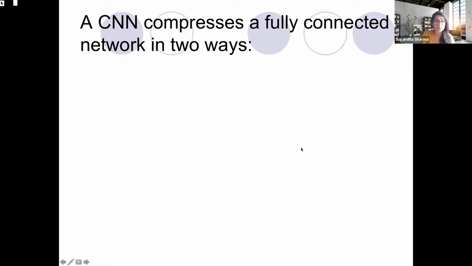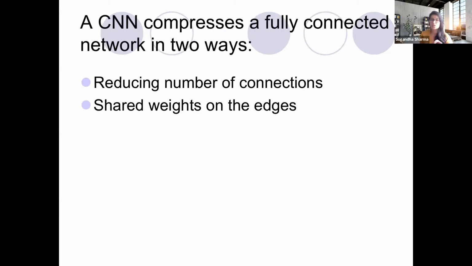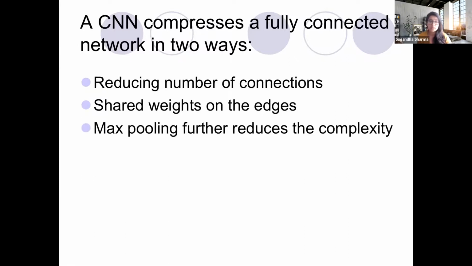And till now, I just want to summarize that we've seen that CNN is compressing a fully connected network in three ways. One, it's reducing the number of connections. Two, it uses shared weights on the edges, which in turn reduces the number of parameters. And then three, it's using max pooling, which is reducing the complexity even further.